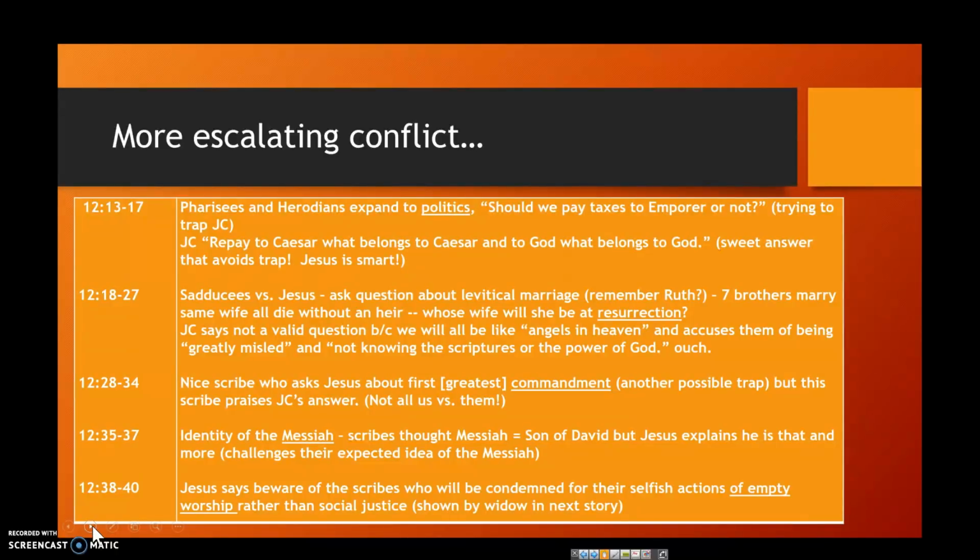And then finally, our biggest conflict in these sections has to do with Jesus warning people about the scribes who are going to be condemned for their selfish actions of, here we go, empty worship rather than social justice. We should definitely remember that from the prophets and know what a big deal that is.